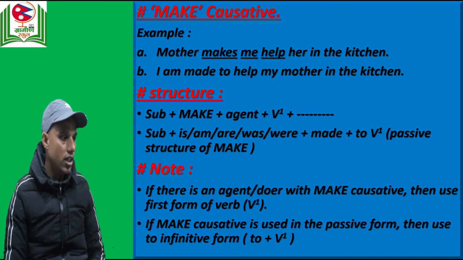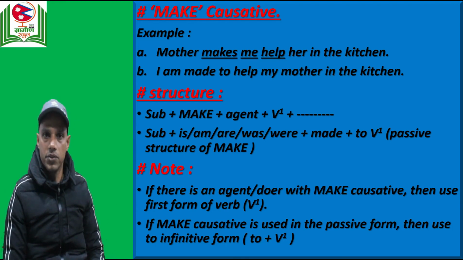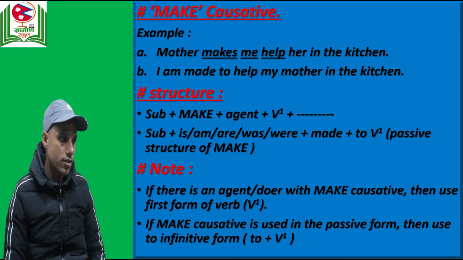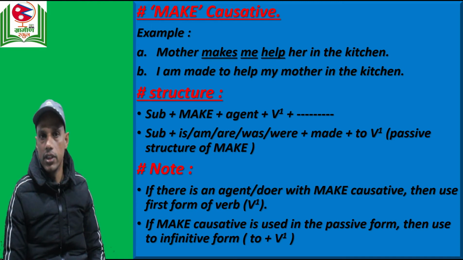First example we have, mother makes me help her in the kitchen. Next example, I am made to help my mother in the kitchen, right? So let's notice the difference between these two sentences and the form of verb we have used. In the first example we have make causative, and after it we have the agent or doer, me, and we have used only verb 1 form, help. So what we can generalize is that if we have an agent or doer with make causative, then we should use verb 1 or bare infinitive form after it.